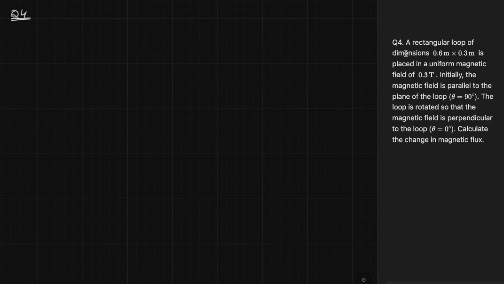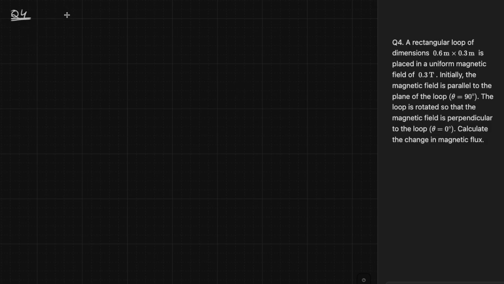A rectangular loop of dimension 0.6 into 0.3 meter is placed in a uniform magnetic field of 0.3 Tesla. Initially, the magnetic field is parallel to the plane of the loop, so theta will be 90 degree. The loop is rotated so that the magnetic field is perpendicular to the loop, theta is 0 degree. Directly, our angles are given. Calculate the change in magnetic flux.